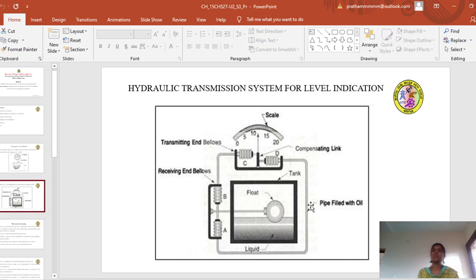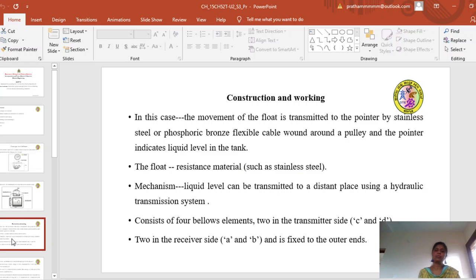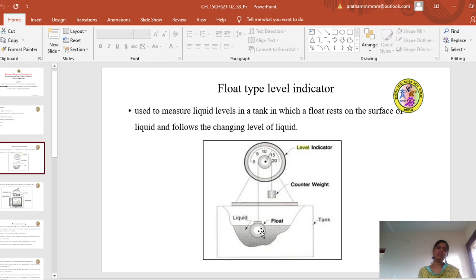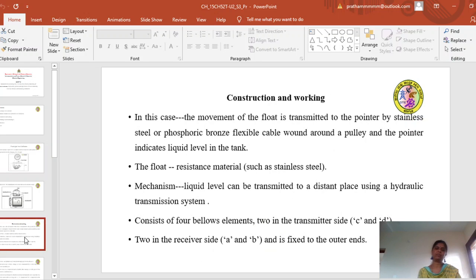Observation of the figure, looking at the figure, is in order to understand. So in this case, the movement of the float is transmitted to the pointer by a stainless steel or flexible cable wound around a pulley, and the pointer indicates the level of a liquid in the tank. In this case, as I told, the float rises and falls with the level, and this movement is transmitted into a steel cable, which moves on to the pulley, which in turn connects to the pointer, and it again moves on to a calibrated scale.